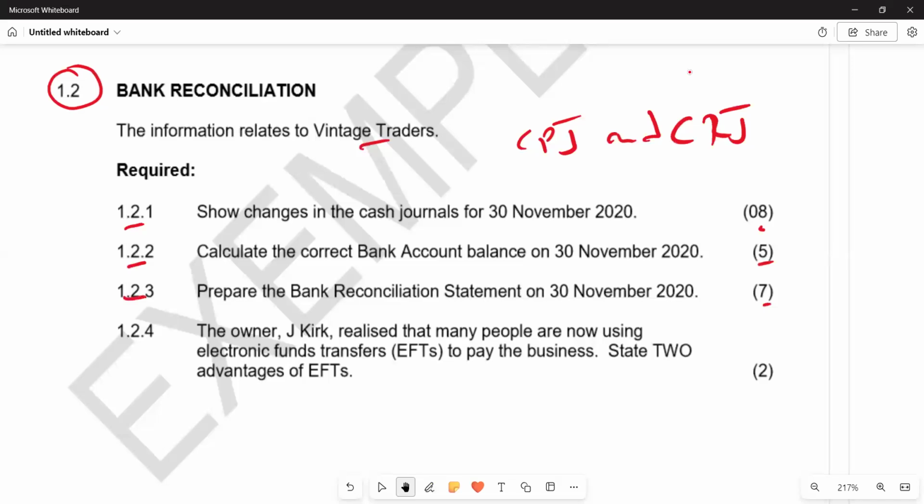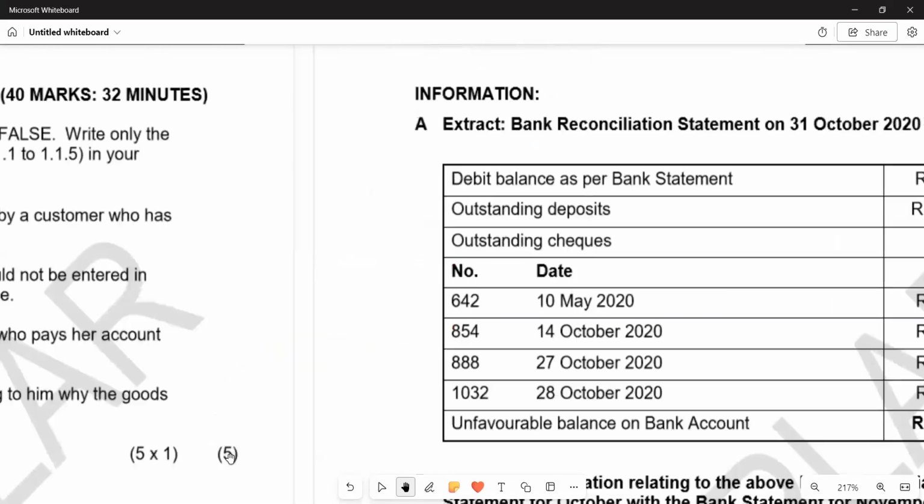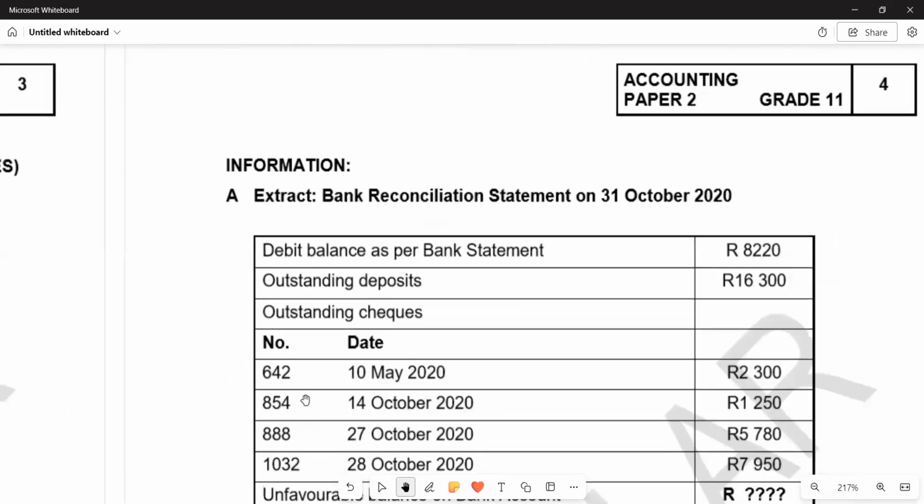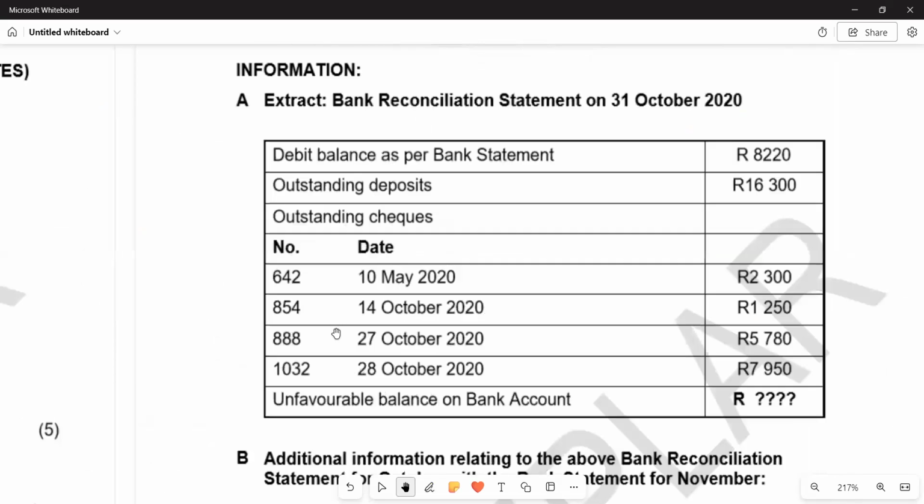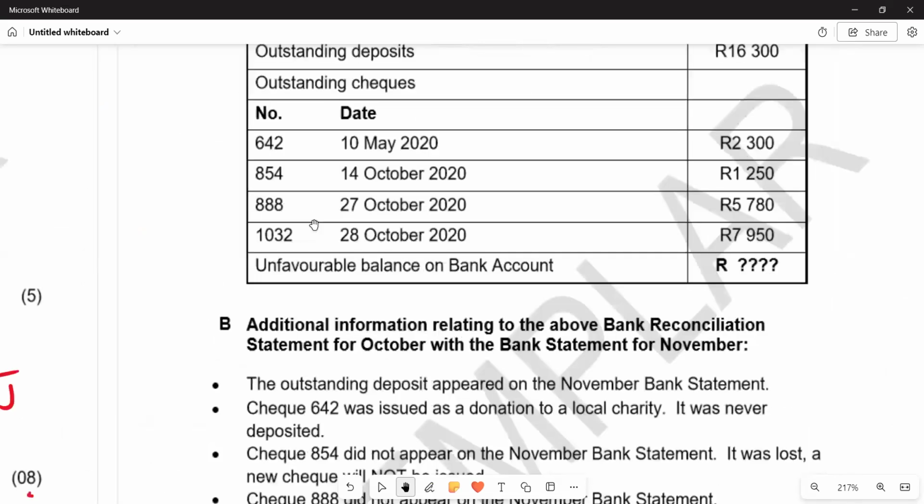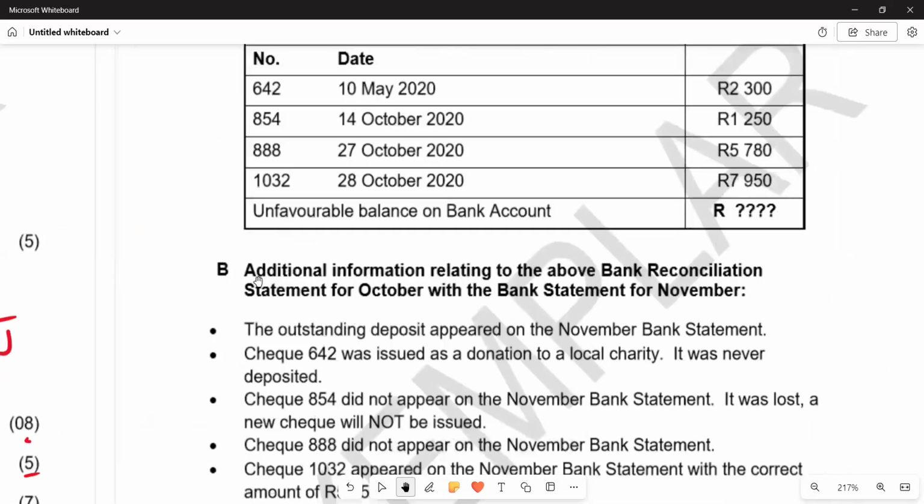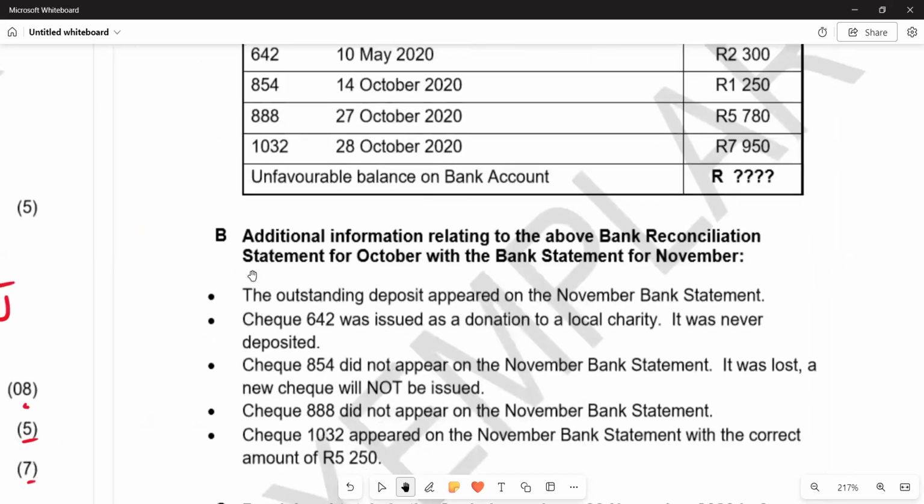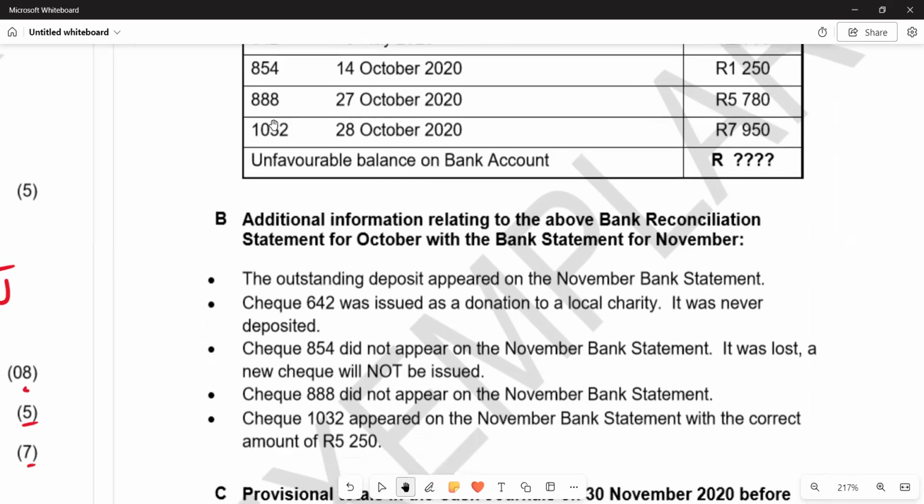So we go to the information given in the question. This is information A, where we are given a bank reconciliation statement on 31 October 2020. This is the bank reconciliation statement for the previous period. Then we go to additional information B, which relates to the October bank reconciliation statement and the bank statement for November. We are given adjustments beneath it in point form that we also need to make.